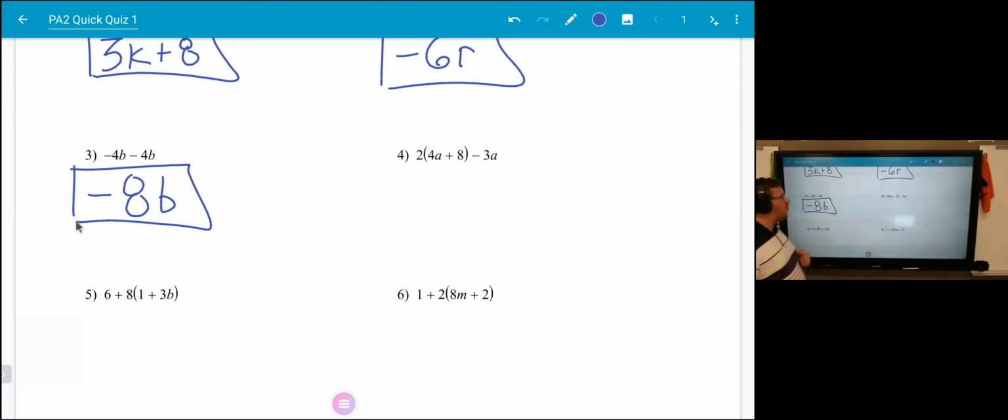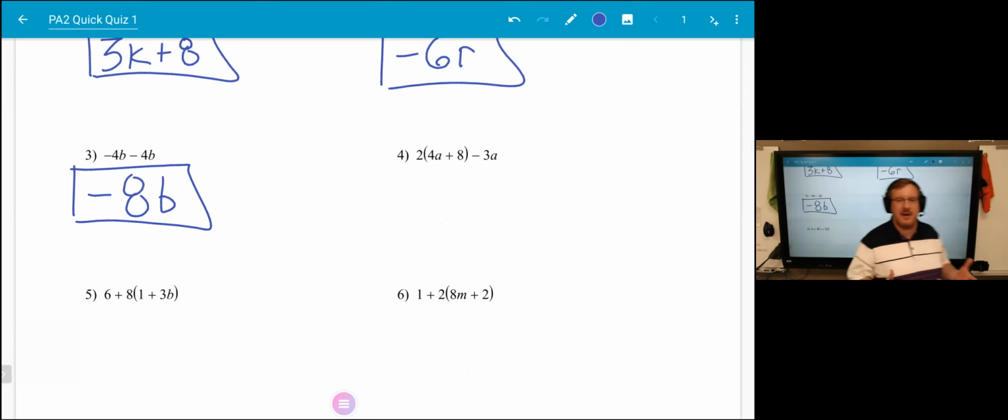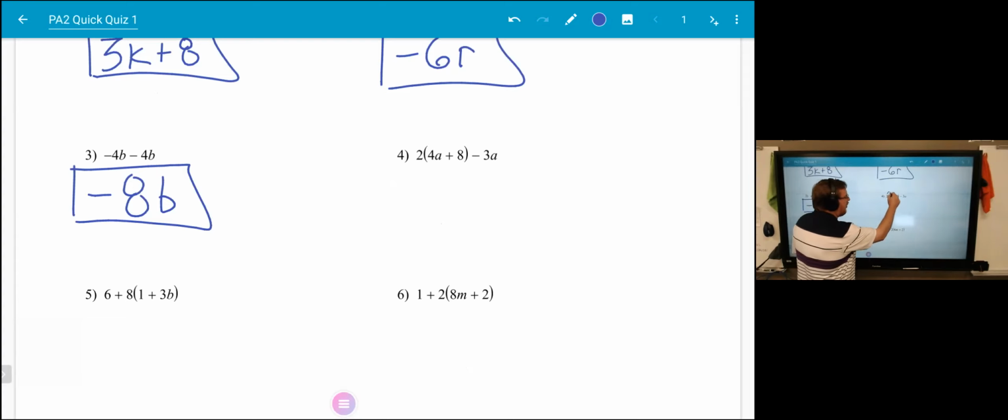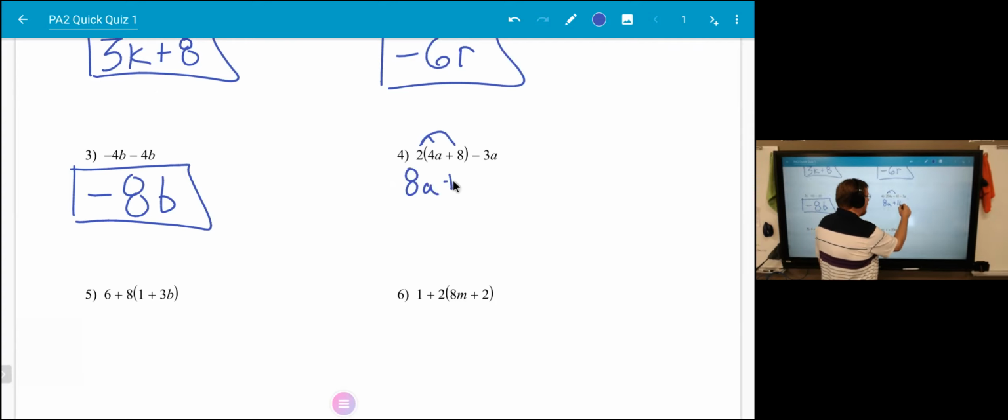Okay. Ooh, now we're getting into the real thing we're trying to get into, right? The distribution part. In other words, I need to distribute this 2 to the 4a and to the 8. I do that using multiplication. How do I know that? Because if you don't see something between the 2 and the parentheses, that indicates multiplication. So 2 times 4a would be 8a. 2 times 8 would be 16. This minus 3a, don't do anything with that except for write it down because it's not inside the parentheses, so I'm not multiplying it by 2.